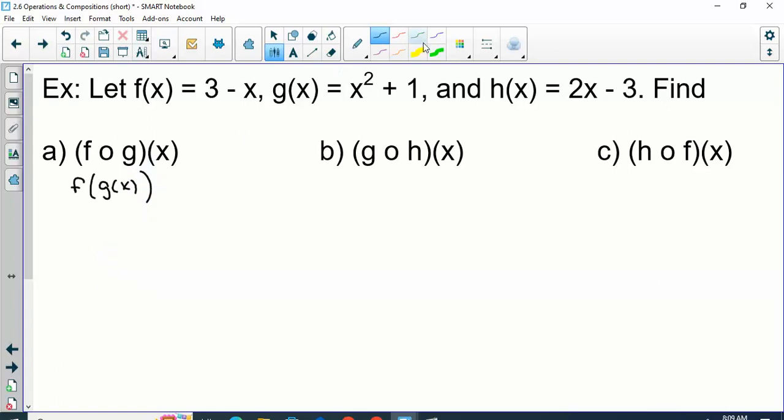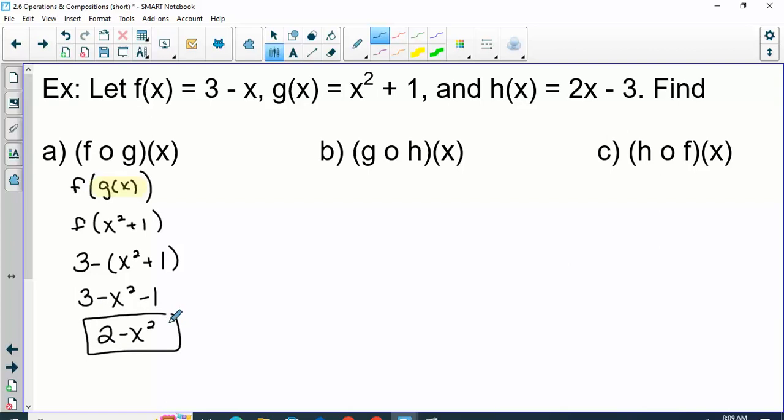Okay, so you start on the inside. What is g of x? Then we put that into f. So f is 3 minus the thing we plug in. So that's 3 minus x squared minus 1. 2 minus x squared.